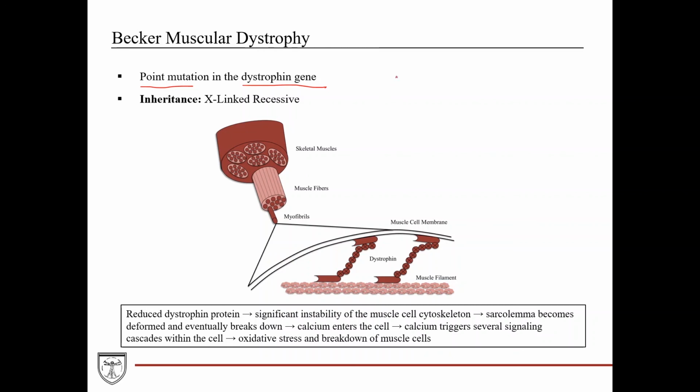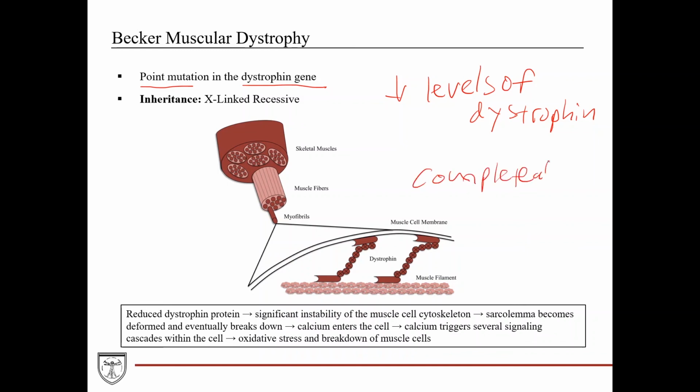And so what this really results in is just decreased levels of dystrophin, versus where you have complete absence in Duchenne. And so as a result of that, as we'll talk about on the next slide, the clinical progression is a little bit slower in Becker muscular dystrophy, and the symptoms can be a little bit less severe.